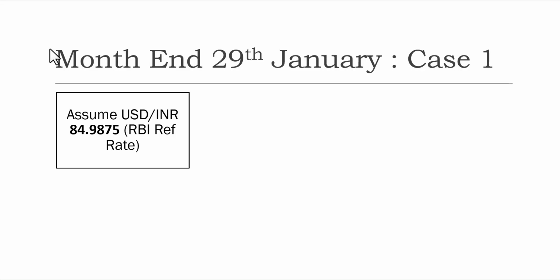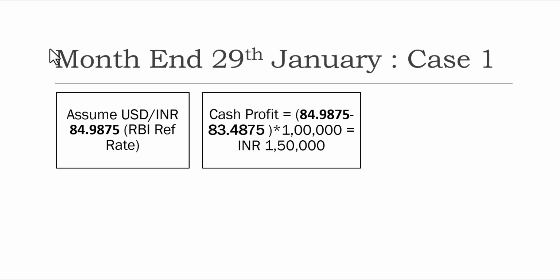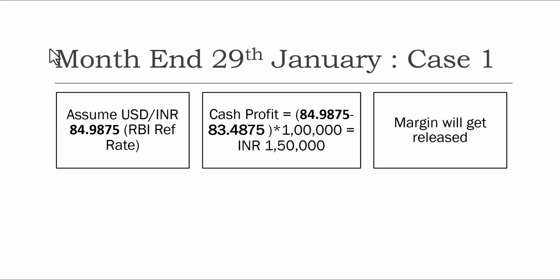Assume it is getting settled automatically because I'm going to make a payment on 29, so I'm waiting. So I waited, and it became 84.98. Fine. So what happens? I'm sitting on a cash profit. I took a position at 83.48 and now it is 84.98. So I make 1 rupee on 1 lakh dollars. So I'm sitting on a profit of 1,50,000. Now my money will get released because I've got my money. The transaction is over, and whatever margin money I paid will come back to my account. Just think of it in that simple way.